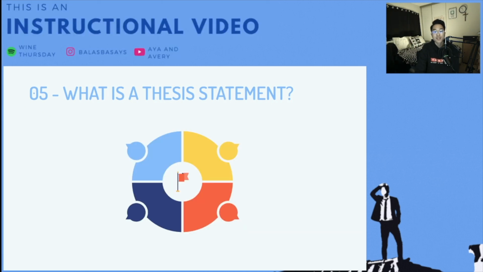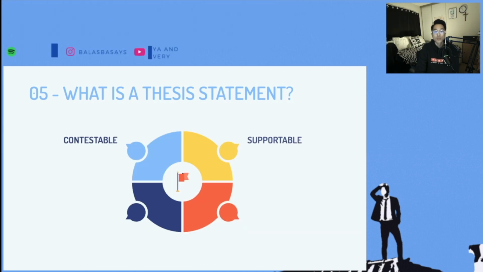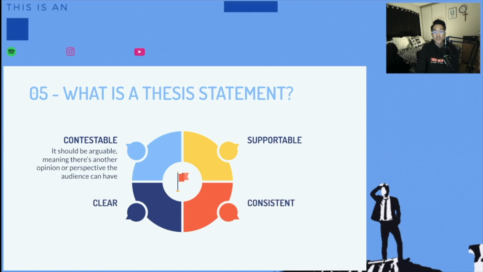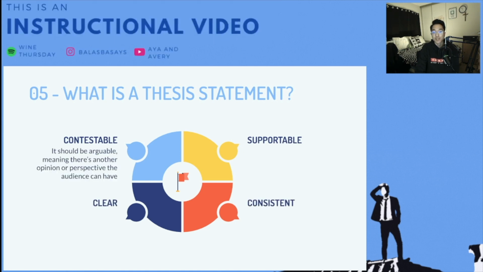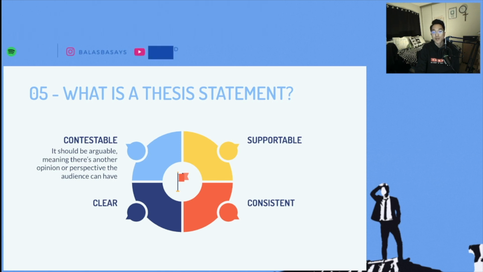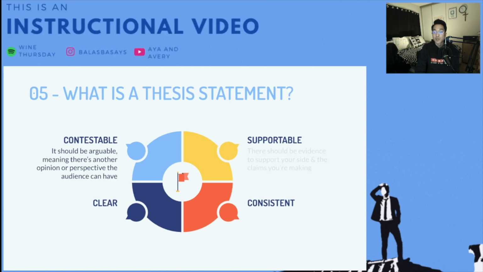So thesis statement needs to be contestable, supportable, clear, and consistent. It should be arguable, which is to contest something, meaning there's another opinion or perspective that an audience member can have. It needs to be supportable. The evidence should be able to support your side and the claims that you're making in this essay.